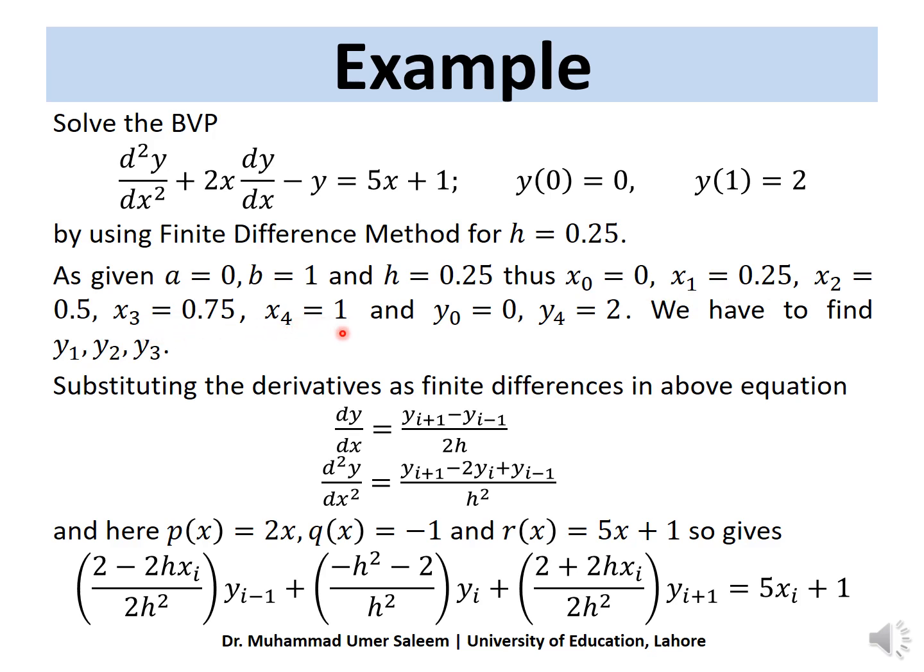So we have solved the equation from 0 to 1. y0 is given as 0, y4 is given as 2, and we have to find y1, y2, y3. By the finite difference method we will use central difference approximations for the second and first derivatives. These are the values we use for the first and second derivative with the help of central differences. After substituting these values, if you look carefully, here px is 2x, qx is 1 and rx is 5x plus 1.